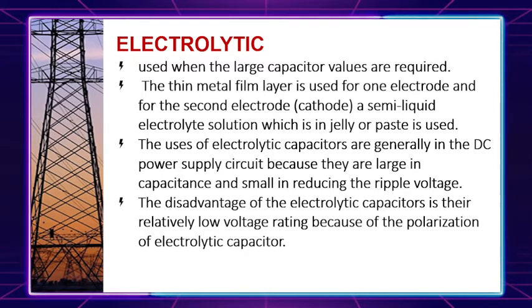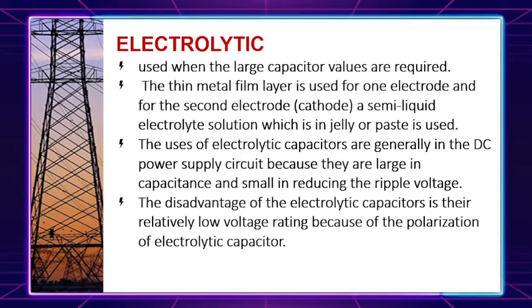For its description, it is a thin metal film layer used for one electrode, and the second electrode or cathode is a semi-liquid electrolyte solution, which is either in jelly or paste. So that's what is inside an electrolytic capacitor. Applications for this component are generally in DC power supply circuits because they are large in capacitance and good at reducing the ripple voltage, or what we call noise or unwanted signals.